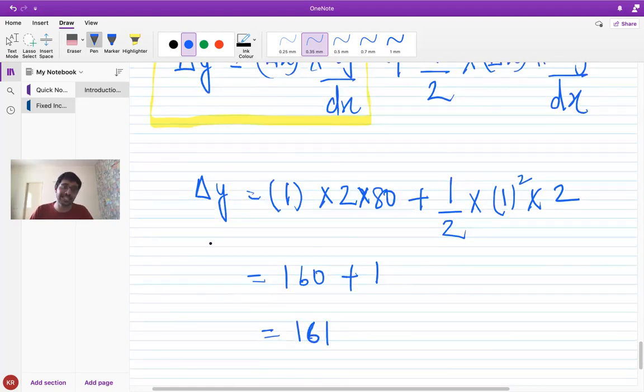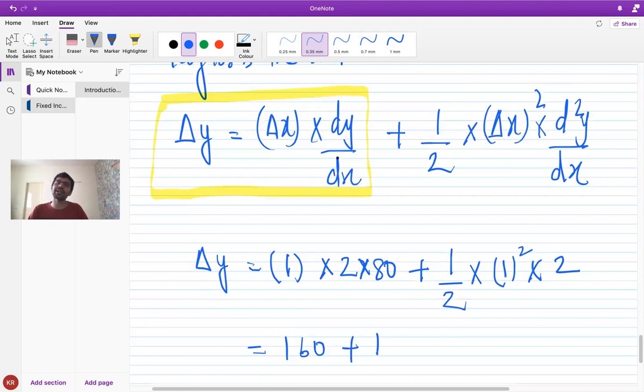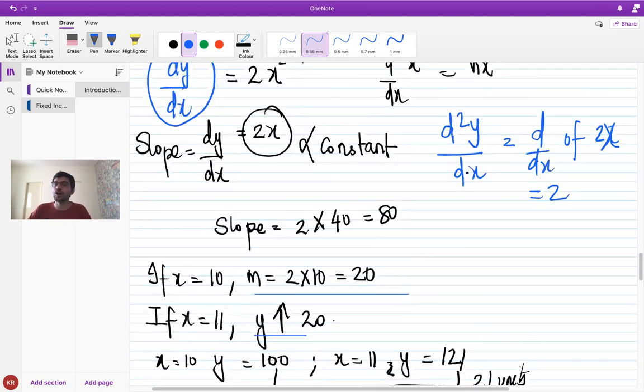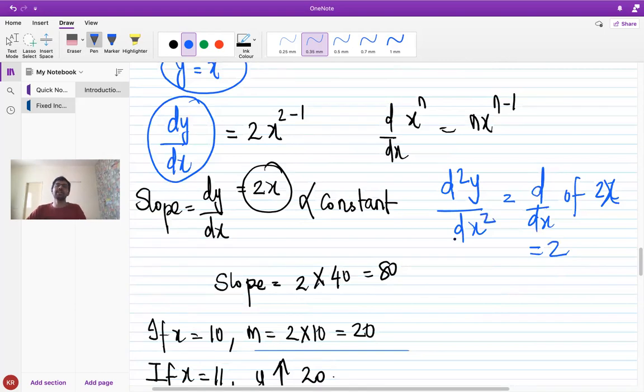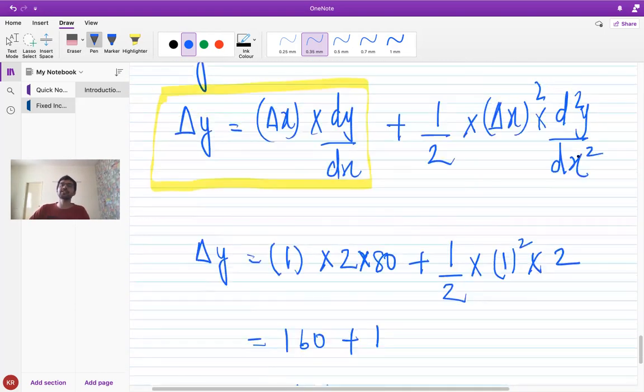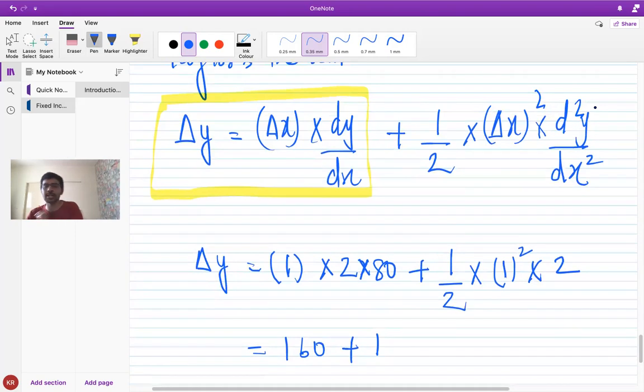Therefore, the exact change in y is going to be change in x multiplied by dy by dx, plus half into change in x the whole square, multiplied by d square y by dx square. Yeah, I think this is supposed to be dx square. So this is d square y by dx square, which is the second differentiation of y with respect to the independent variable.